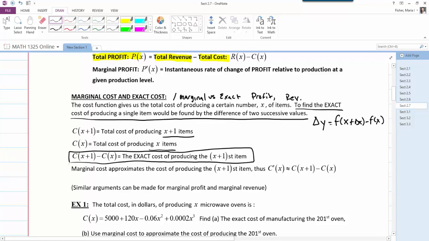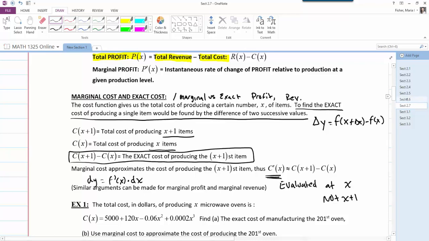The marginal cost is kind of the same thing as your dy here. It's going to equal f prime of x times dx. Well, it's going to be the derivative of the cost function, but you evaluate it at x, not x plus 1.